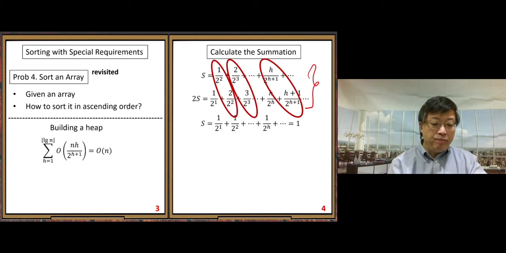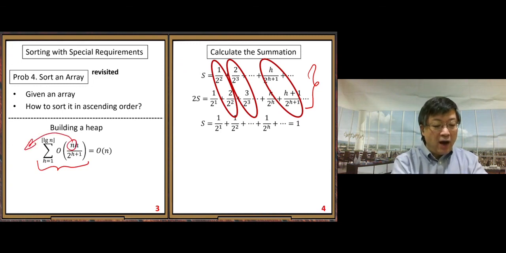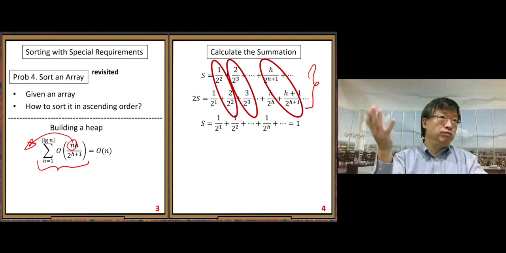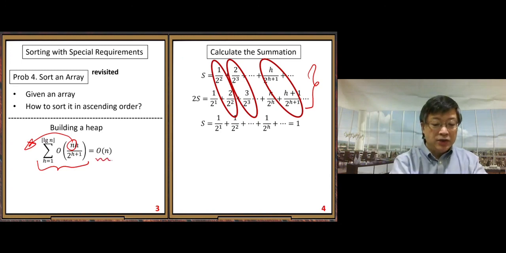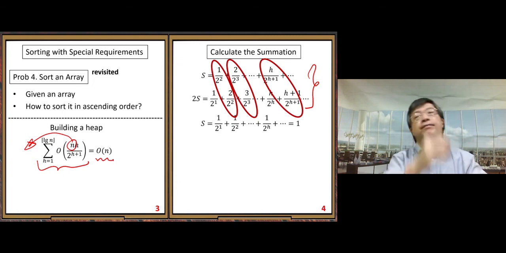What is the building cost? If we build a heap, how much is the cost? The main term is the first summation, because after we factor that n out, the remaining part is just 1. So 1 times n, the building cost is big O of n. That's simple. Big O of n.